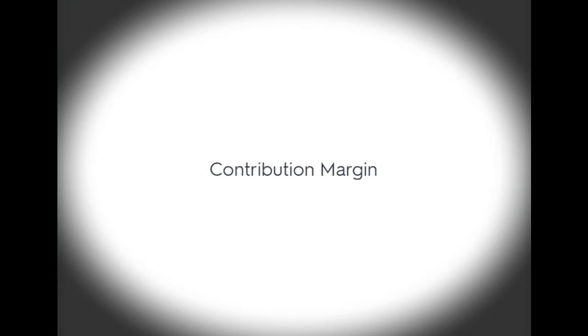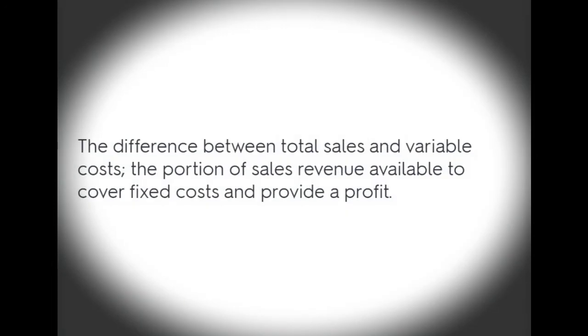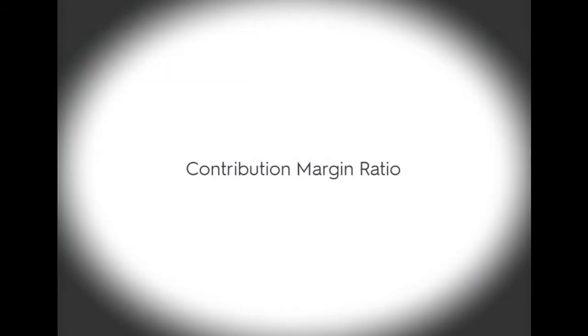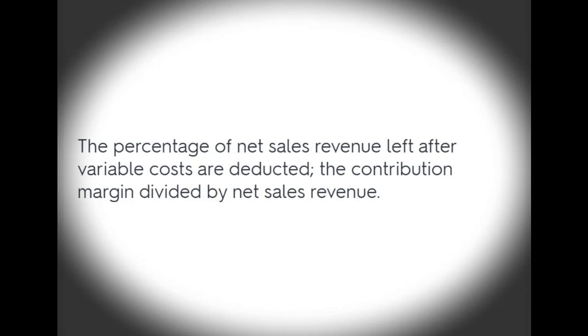Contribution margin. The difference between total sales and variable costs, the portion of sales revenue available to cover fixed costs and provide a profit. Contribution margin ratio. The percentage of net sales revenue left after variable costs are deducted, the contribution margin divided by net sales revenue.